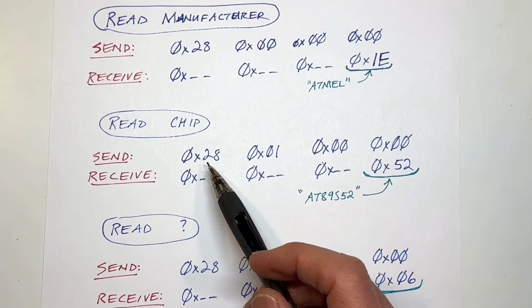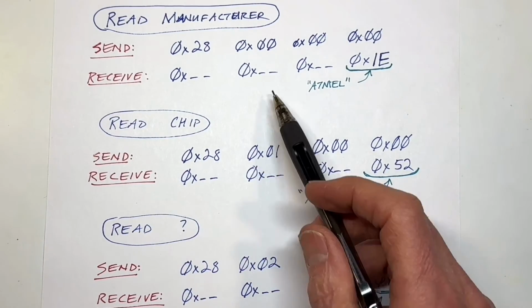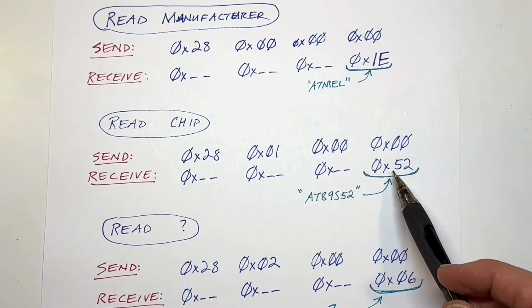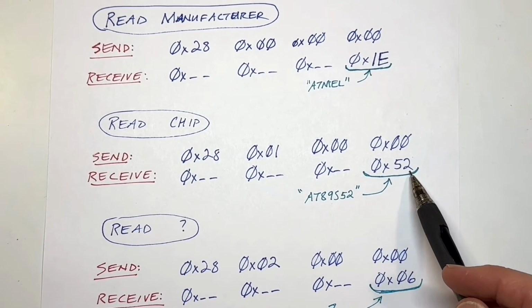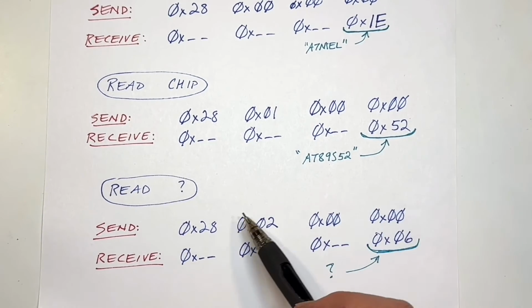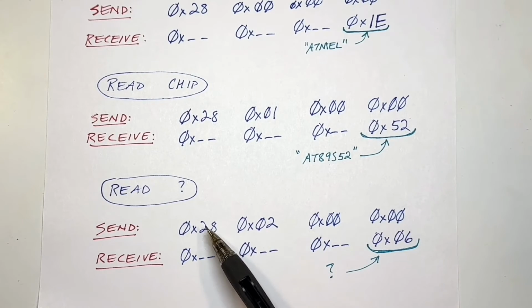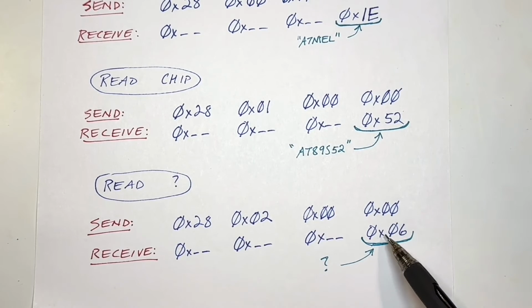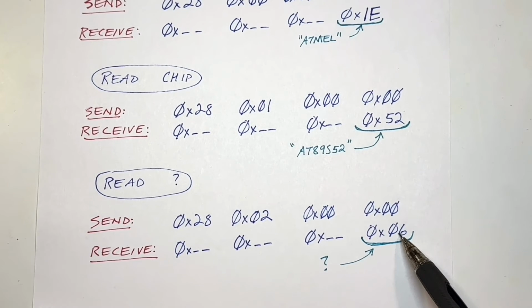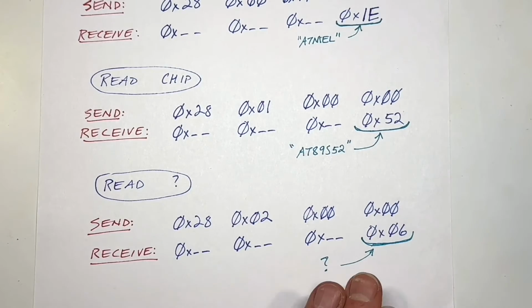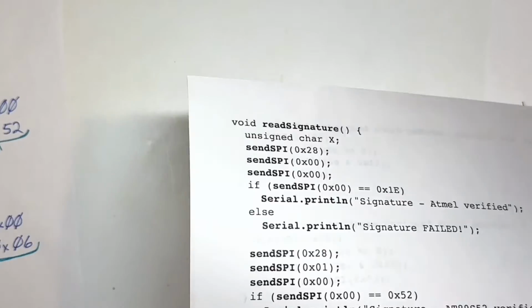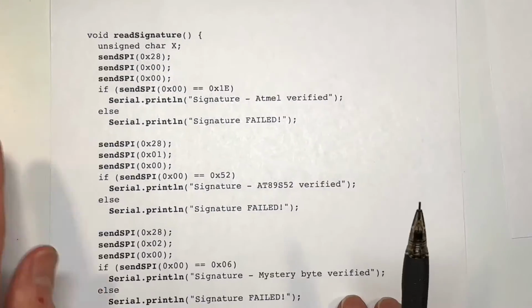And then we can send 2801, so it's a slight difference, 0000, and again we receive 4 bytes, and the last one should be hex 52 for this particular chip that I'm dealing with. Yours may be different. And there's a third one where we send hex 2802, 0000, and we receive the value 06.